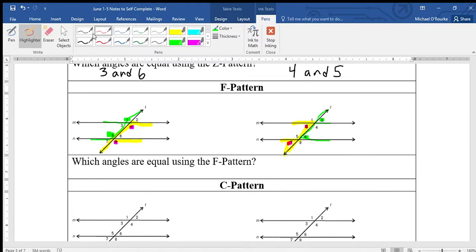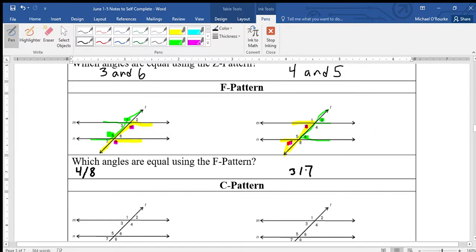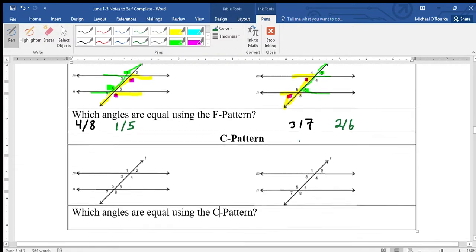So let's do some writing here. Let's use black first. So this would be 4/8, and this would be the 3/7. Now I could also, if I want to do the green, that would mean the 1/5, and over here it would be the 2/6 are equal. So you make an F and go from there.